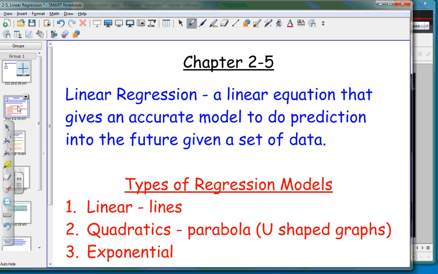Okay. Now, what we are doing today is linear regression. With linear regression, what this actually means, now you have another partner, because we have an odd number. Linear regression is a linear equation that gives an accurate model to do predictions of the future given a set of data. What does this mean?